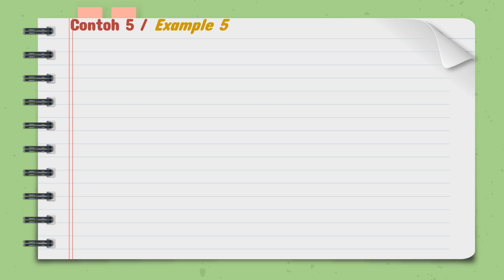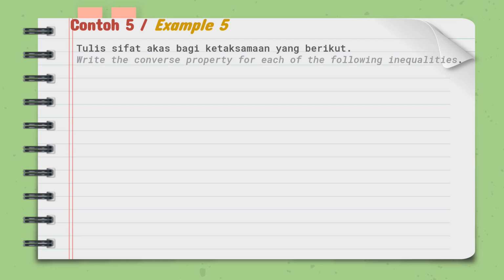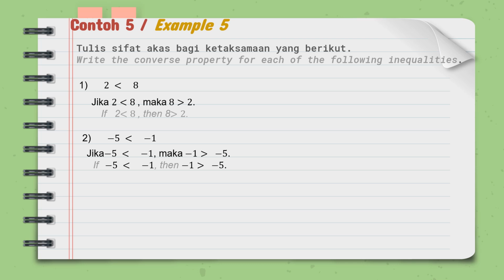Let us look at example 5. Write the converse property for each of the following inequalities. The first one, 2 is less than 8. In the converse property, if 2 is less than 8, then 8 must be greater than 2. Number 2, negative 5 is less than negative 1. If negative 5 is less than negative 1, then negative 1 is greater than negative 5. Number 3, 0.3 is greater than negative 0.2. By using the converse property, if 0.3 is greater than negative 0.2, then negative 0.2 is less than 0.3.